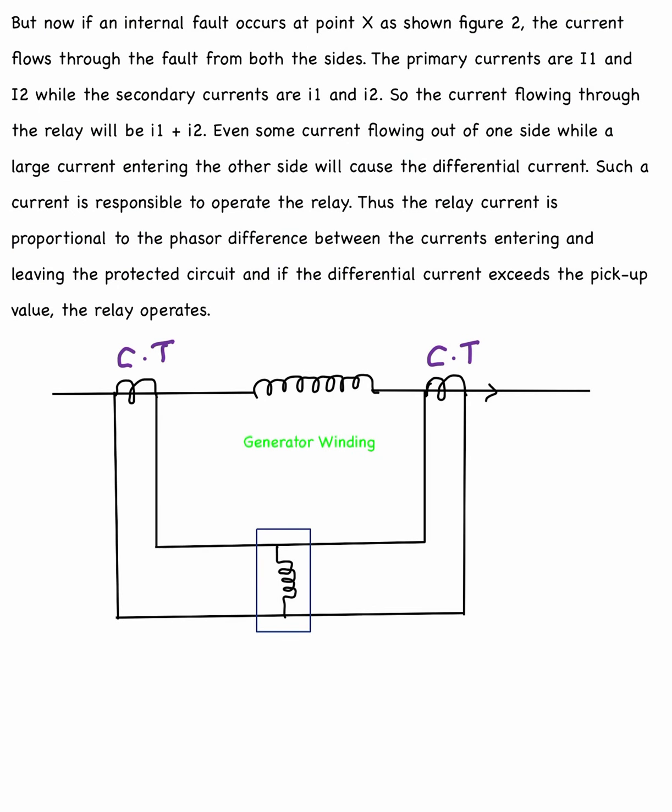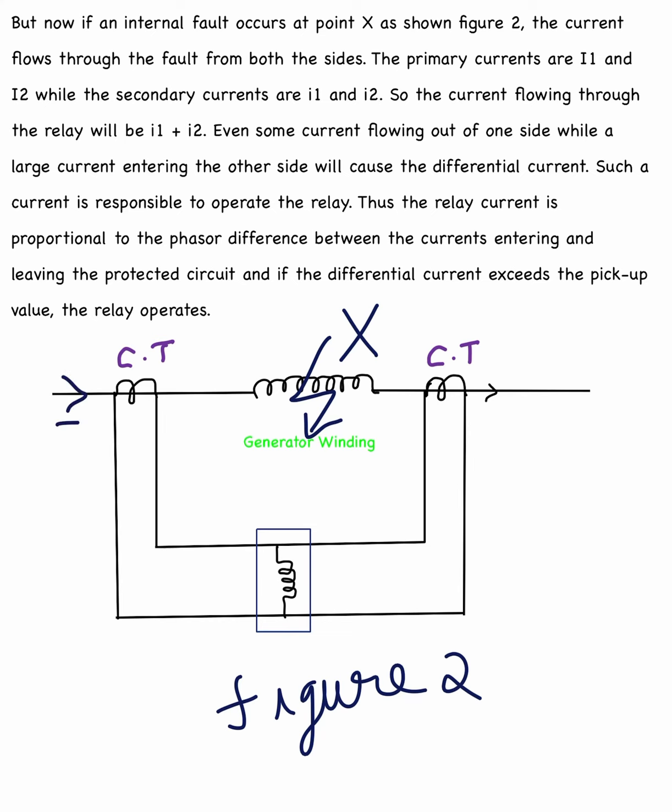So here you see the figure number 2. In the internal fault case, the fault occurs at point X, that is an internal fault. The fault lies in the generator winding, then current flows through the fault from both the sides. Here the current is flowing from both the sides, that is I1 and I2 current.